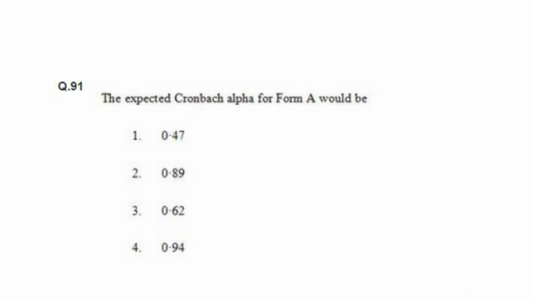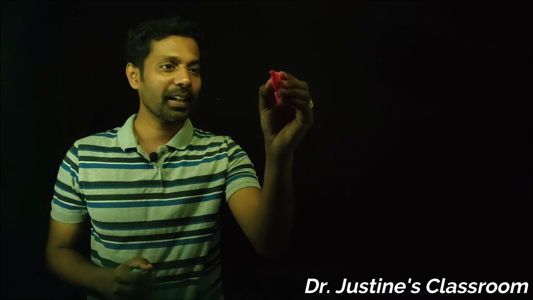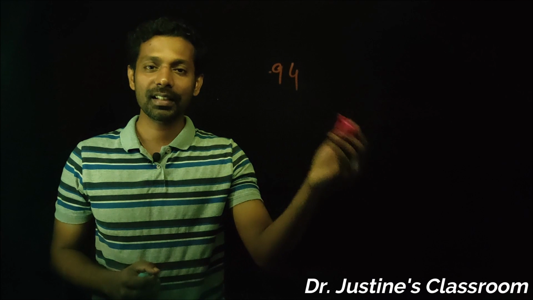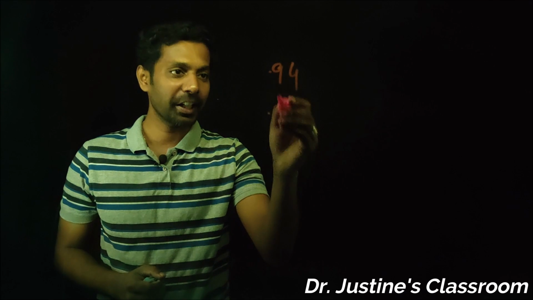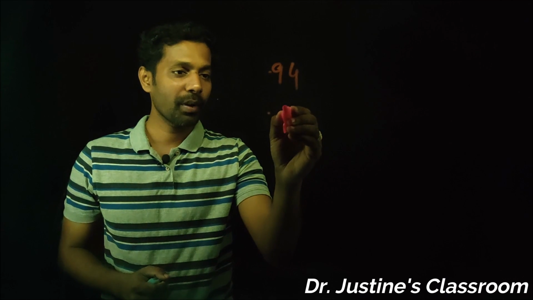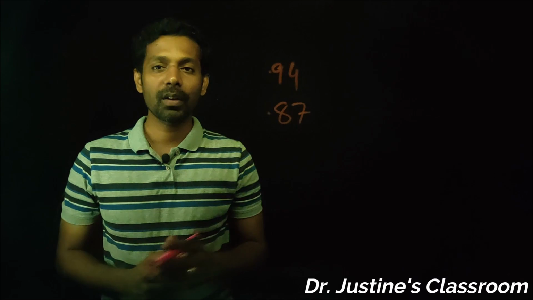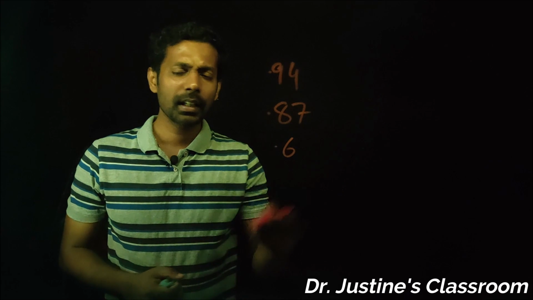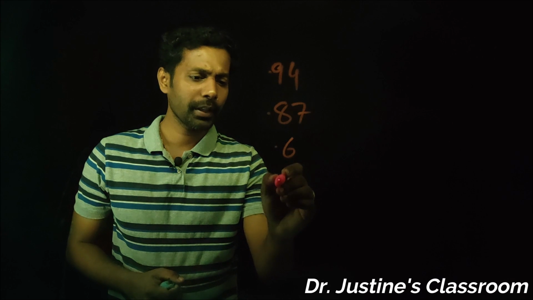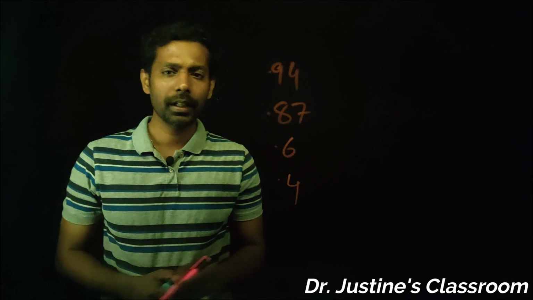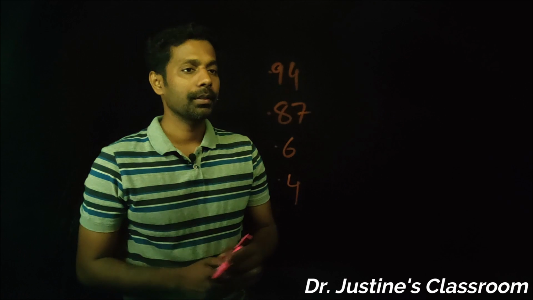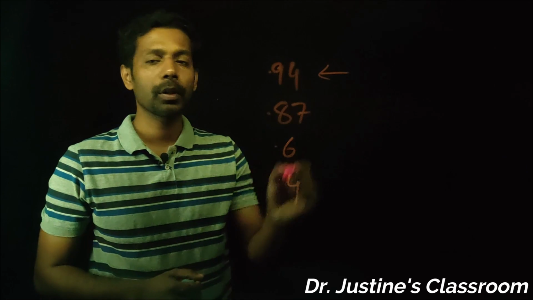Expected Cronbach alpha for form A would be. This is a direct application and a little common sense kind of question. So look at the options there. You have exactly the same value as 0.94 itself as one option, and the next value nearby, 0.95, that is 0.87 something. Other values are 0.6 something, and another like 0.4 something. Now look at the values here.